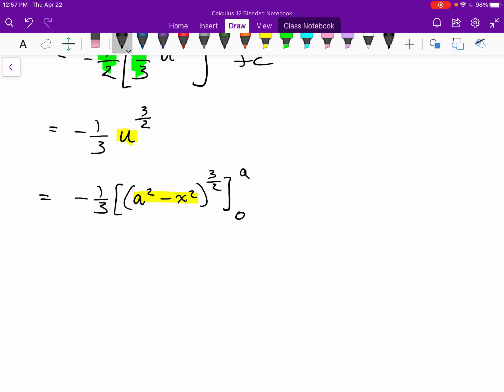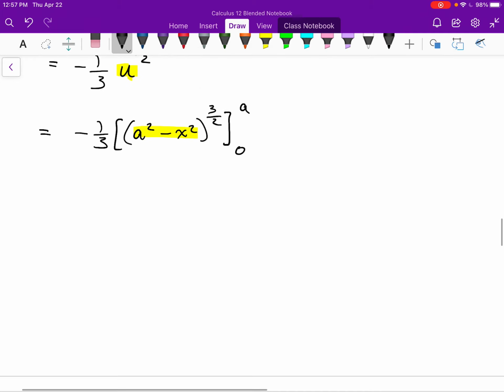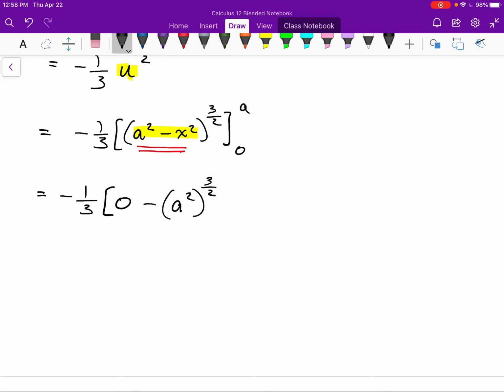All right, so now it's a matter of just substitution. And so leave the negative 1/3 in the front. Substitute first x with a. And so what I get there is a squared minus a squared, which is 0 to the, I don't care anymore, it's 0. Minus, now substituting x with 0. And so I get a squared minus 0, which is a squared to the power of 3 over 2. Well, power of 2, 3 over 2, that's just a power of 3.